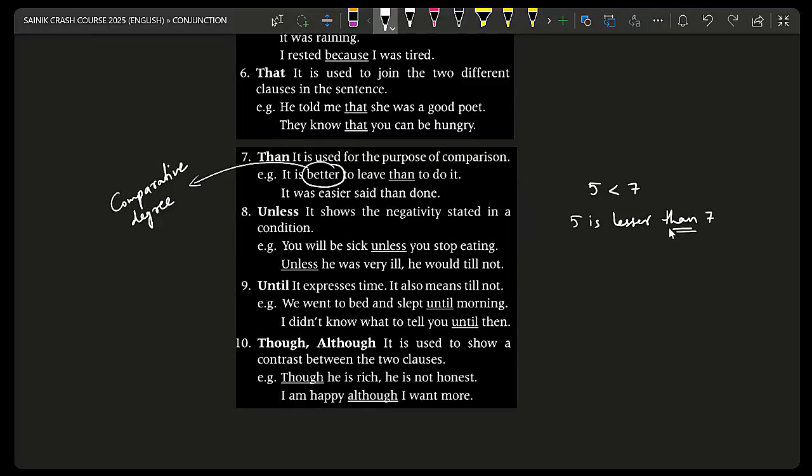It was easier said than done. So saying it is easier, but doing it is difficult. That is the meaning. So it was easier. The comparison is happening between saying and doing. So which is easier? Saying is easier. It was easier said than done.